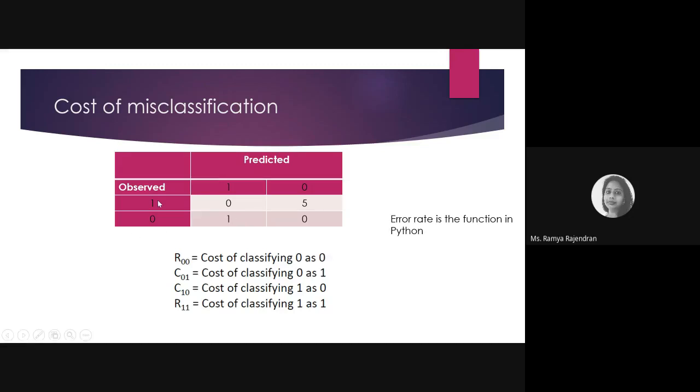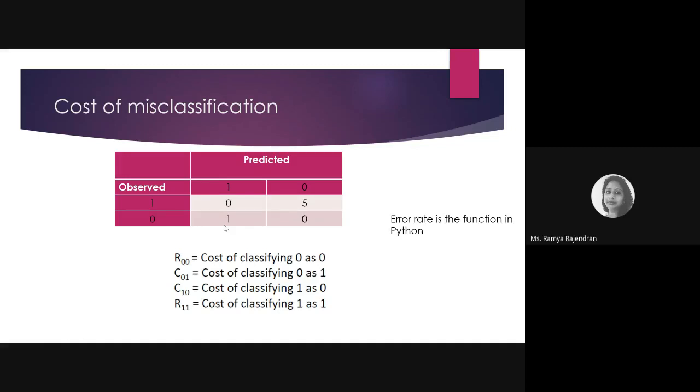So here, 1 is a positive result. So we say the loan has to be sanctioned, but it was denied by the algorithm. So here you're assuming the weight as 5. Here, instead of 0, it has been predicted as 1. So here the weight is 1. Okay, hope you are able to understand this.